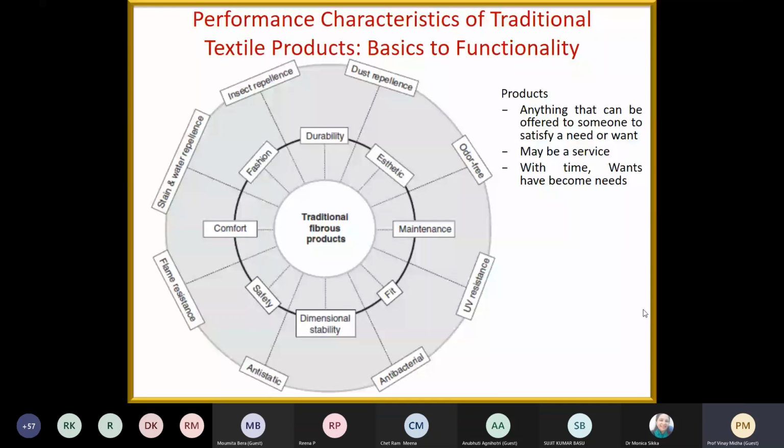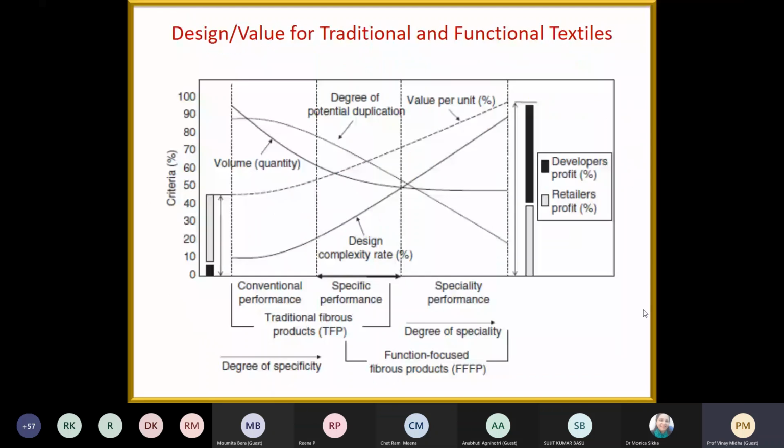Now, when we talk about the products, traditional or functional products, we can categorize them into three parts. One is the conventional performance products. Second is the specific performance, and third one is the specialty performance.